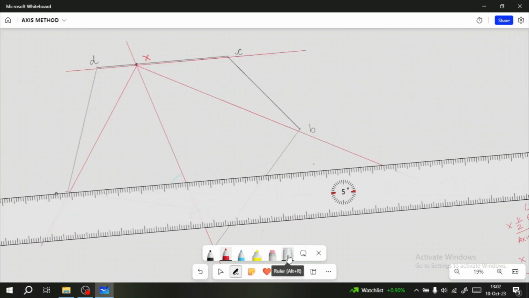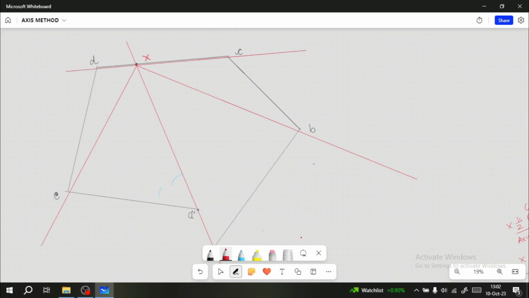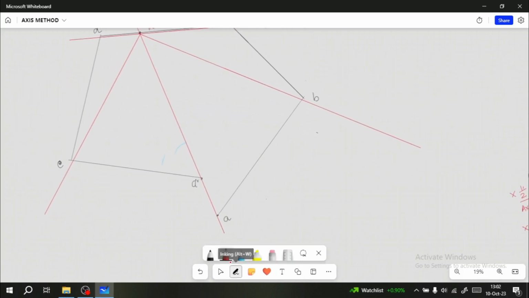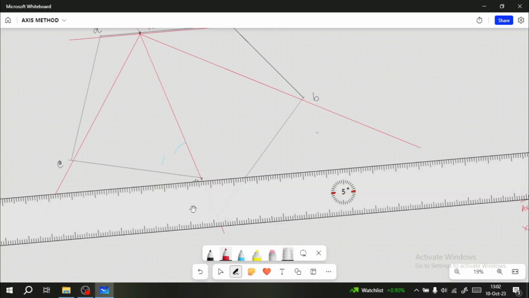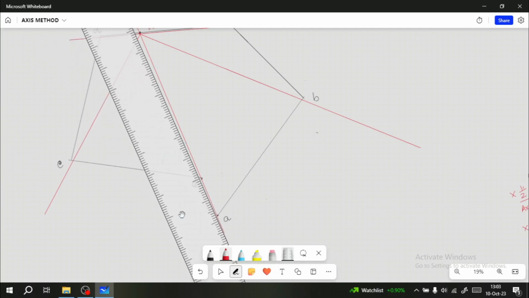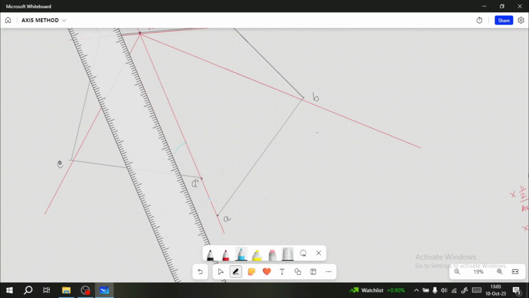Now the next step is to divide the AA dash line. Suppose we have the AA dash line over here. With the help of a scale, I will divide this line into two equal parts, somewhere here. So this point will be our corrected A point. This is the correct A point. Let me use the red pen. This is our A point.